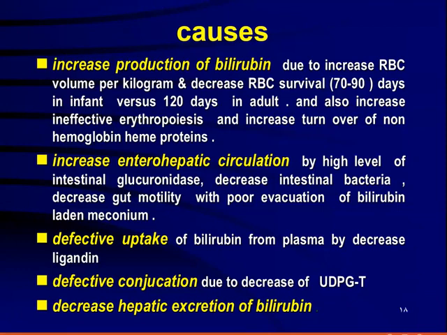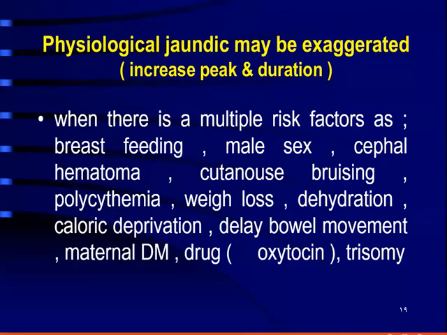Defective uptake of bilirubin from plasma by decreased ligandin. Defective conjugation due to physiological decrease in the enzyme uridine diphosphate glucuronyl transferase. Also physiological decrease in hepatic excretion of bilirubin. Now, physiological jaundice may be exaggerated.